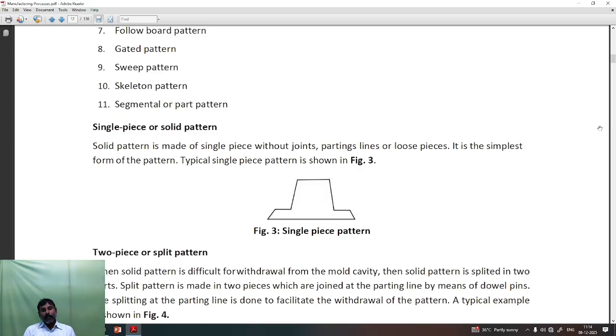Two piece or split patterns. When a solid pattern is difficult to withdraw from the mold cavity, then the solid pattern is split into two parts. A split pattern is made in two pieces which are joined at the parting line by means of dowel pins. The splitting at the parting line is done to facilitate the withdrawal of the pattern.